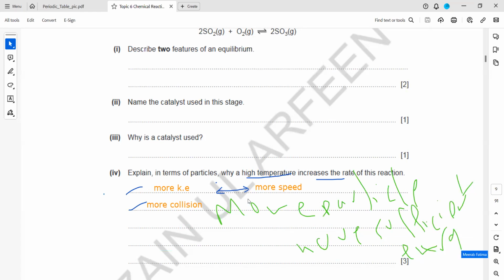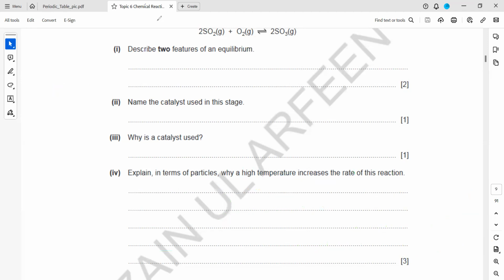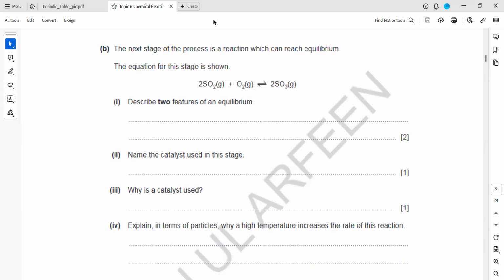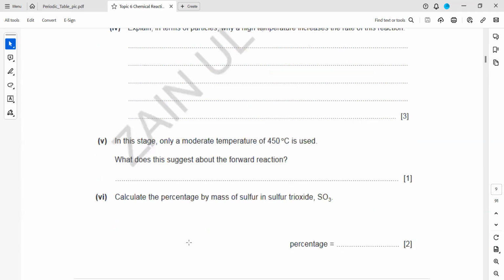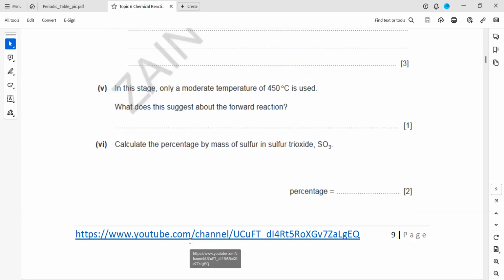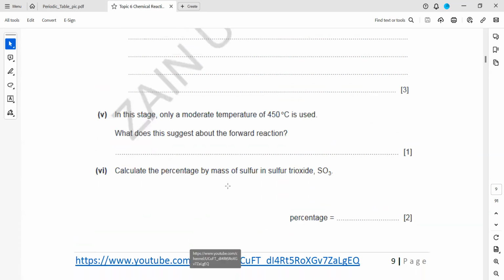Rate of forward and rate of backward both increase when we increase the temperature, because the rate of a reaction is proportional to temperature. So even if it's endothermic or exothermic, when we increase the temperature, the forward and the backward reaction both increase. So at high temperature, the rate of forward will be faster and the rate of backward will also be faster. But the equilibrium will shift depending on what the forward reaction is. If the forward reaction is exothermic, equilibrium will shift towards the left. If it's endothermic, it will shift towards the right.